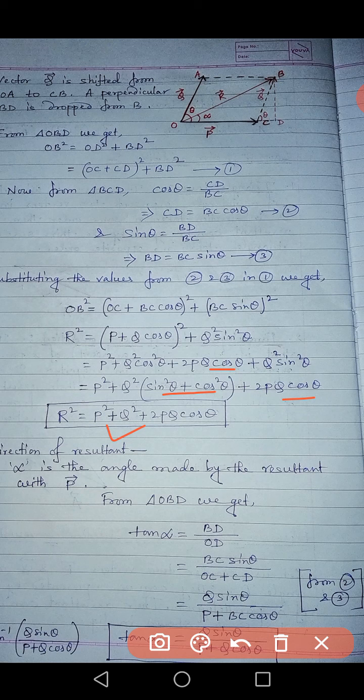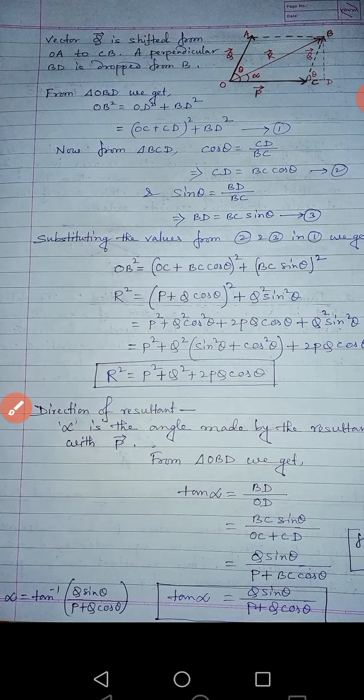But we need R, no? So when you want to find out R, what shall we do? We have to take the square root of it. Means R is equal to the square root of this value. Okay, so this is the expression for resultant. Alright. So after this you can write this line, R equals root over this value, or if you keep this much also it's okay. Then next one, that is direction of resultant.